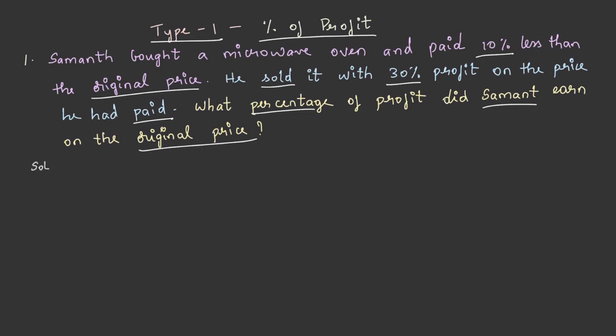Let's solve this. Let us understand each and every statement clearly. Samanth bought a microwave and paid 10% less than the original price. We don't know the original price. So let's take it as rupees 100.